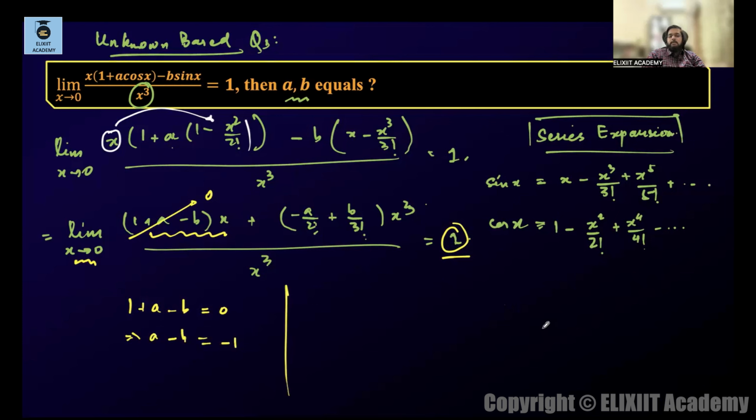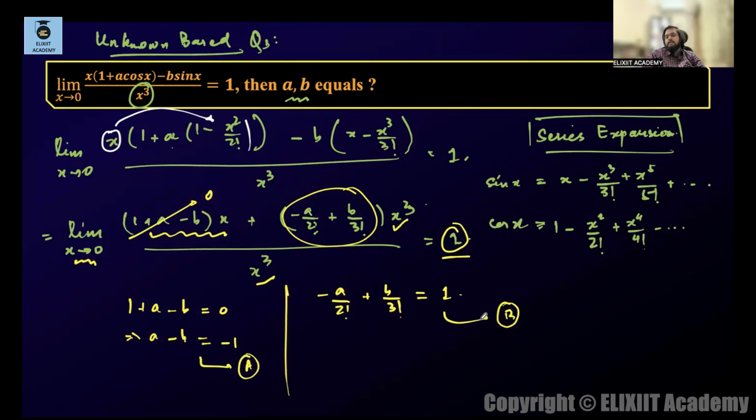Similarly, if you divide this and this, x cube and x cube will cancel out. You will be left with this constant quantity only, a upon 2 factorial plus b upon 3 factorial. At the right hand side, we are having 1. So technically, you are getting two relations. First relation is this, and this is the second relation you are getting. We are going to solve for a and b, small a and small b.